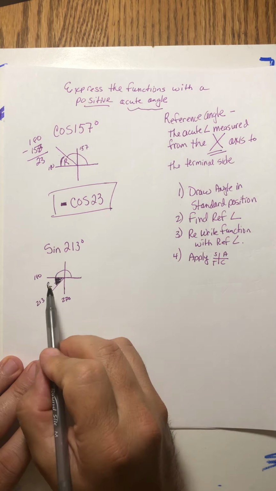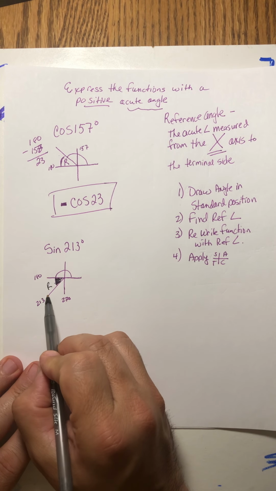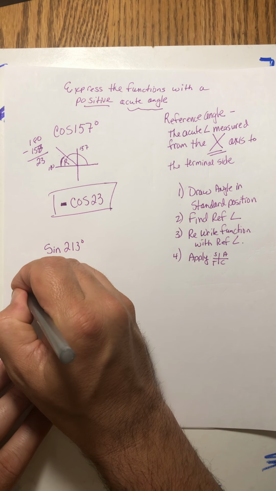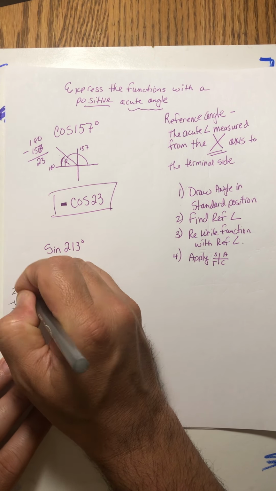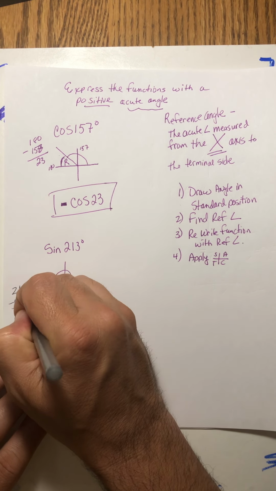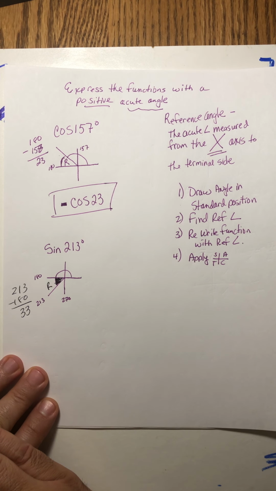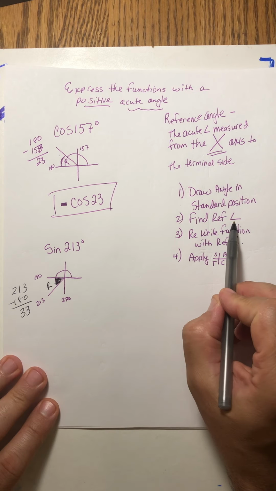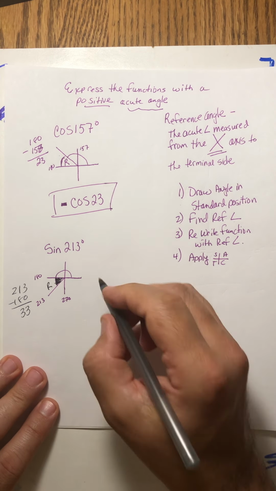Again, there's 180. I'm a little more than 180. Well, how much past it? I have to subtract: 213 minus 180, and that's 33. Okay, so we found the reference angle. Check. Rewrite the function with the reference angle.